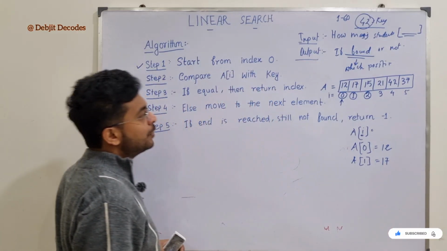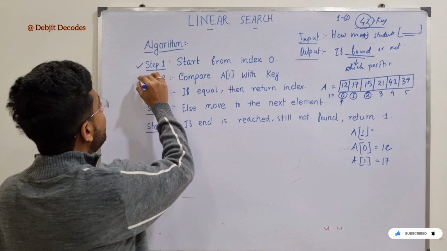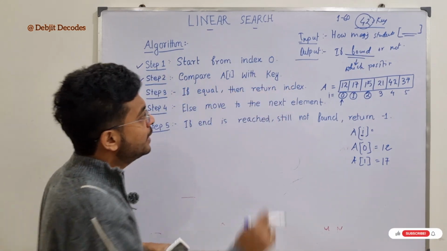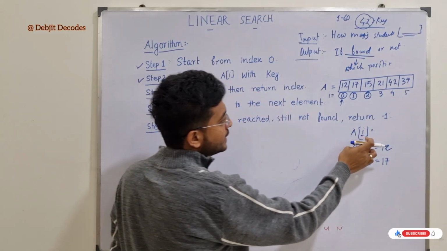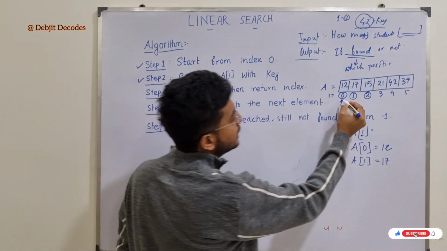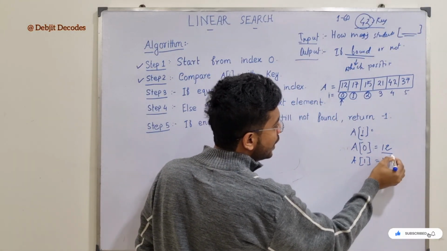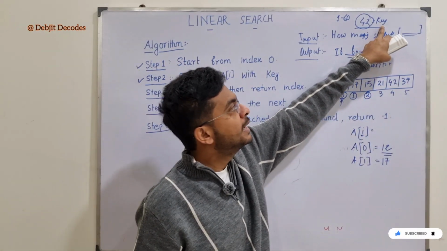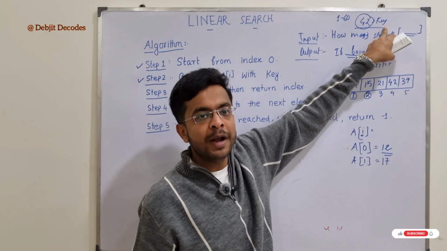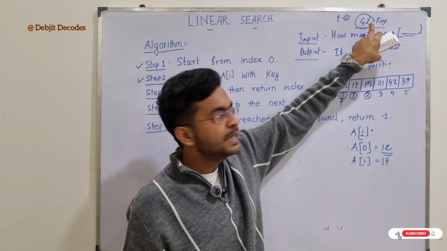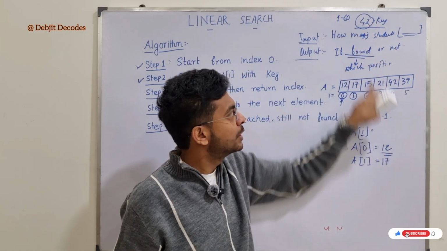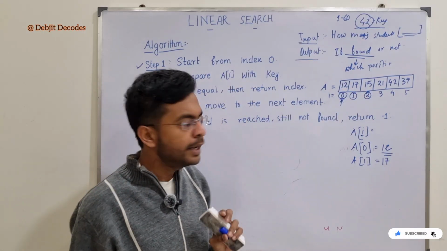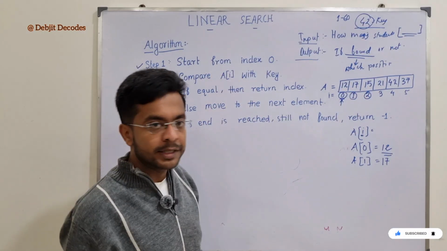Okay, so now what are we doing? In step 2, we are comparing A[i] with the key. So what are we exactly doing? We are checking A of i, first it will be A of 0, and A of 0 is 12. So we are checking whether 12 is equal to the key we want to find. What are we trying to find? We are trying to find 42. So we are checking whether 42 and 12, or whatever is sitting at this position, are equal. Okay. So we do this.